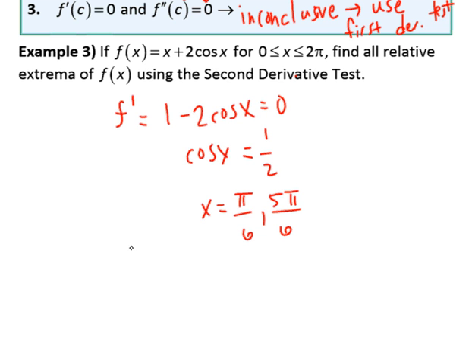Okay, so using the second derivative test, we know when f prime is equal to 0. So now we just need to find f double prime. So the second derivative is going to be -2 sine.